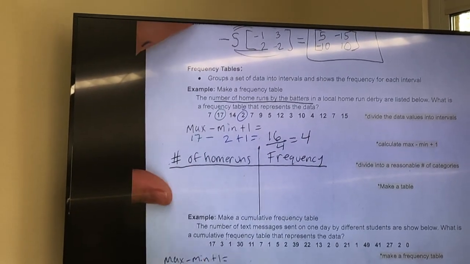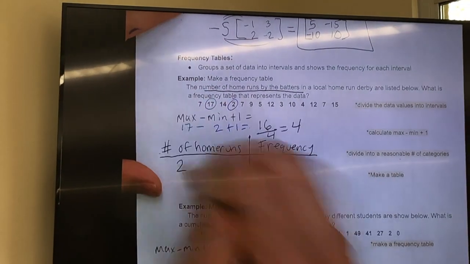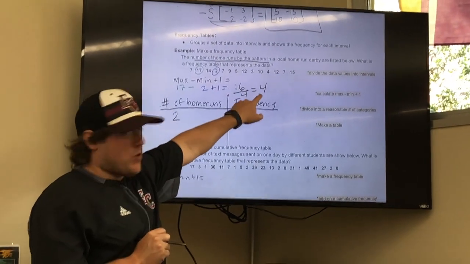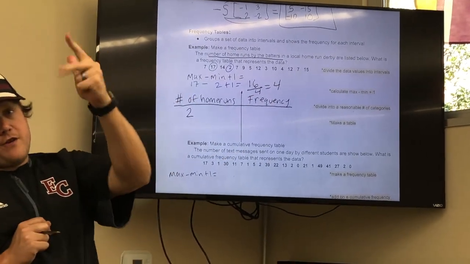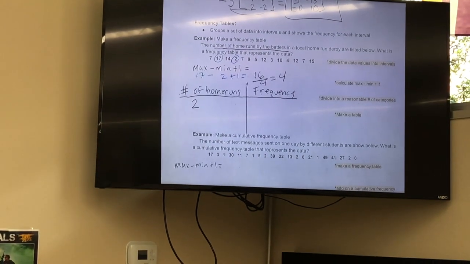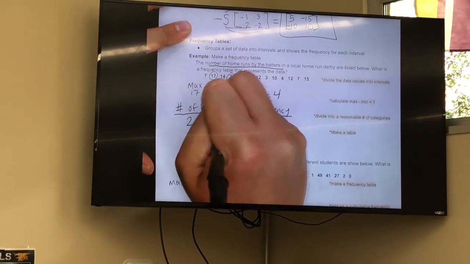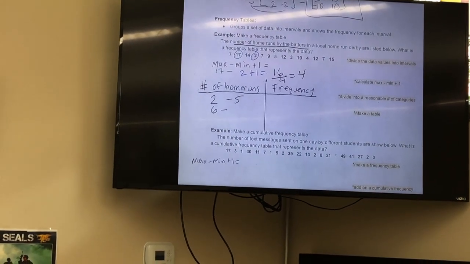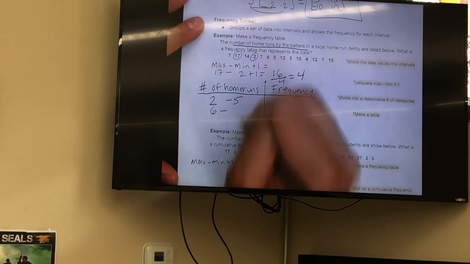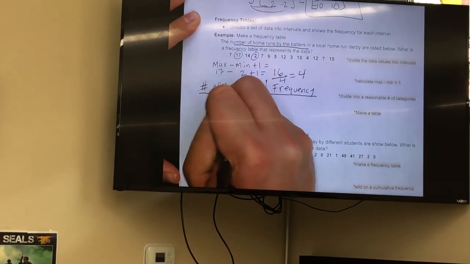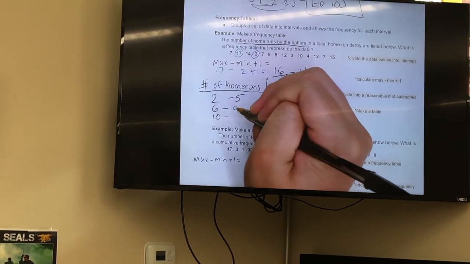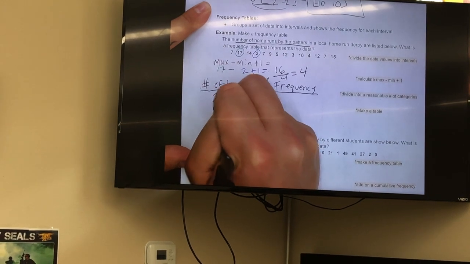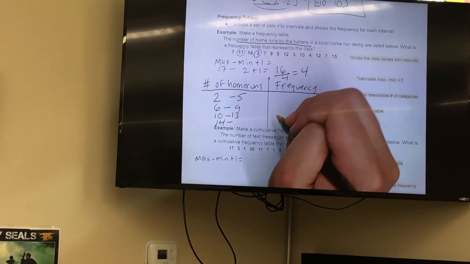Always start with your min, which was the number 2. So if we're starting at 2, again, we're going to create 4 groups with 4 numbers in them. So we're going to do 2, 3, 4, and 5. So our next group will then continue with the number 6. So then 6, 7, 8, 9. The next group will then start with 10. So 10, 11, 12, 13. And our last group will start with 14, and then 14, 15, 16, 17.